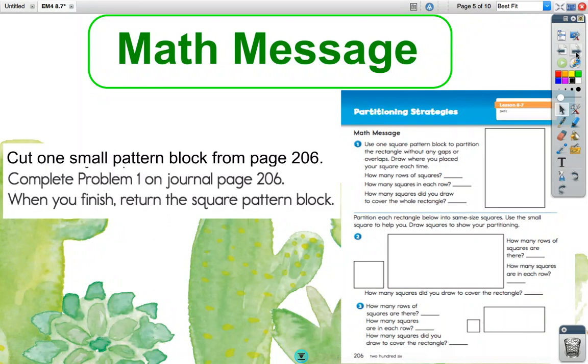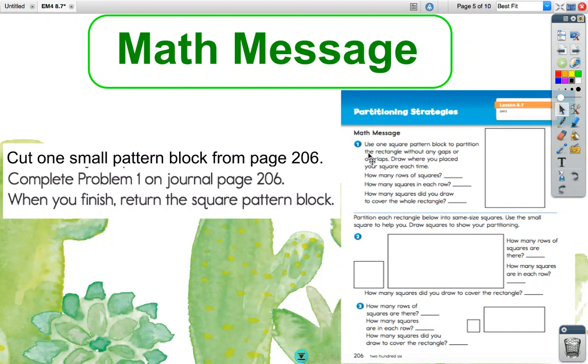You can find today's math message on page 206 in your math journal. You will cut one small pattern block from page 206. Complete problem 1 on journal page 206. You don't have to worry about returning the pattern block.